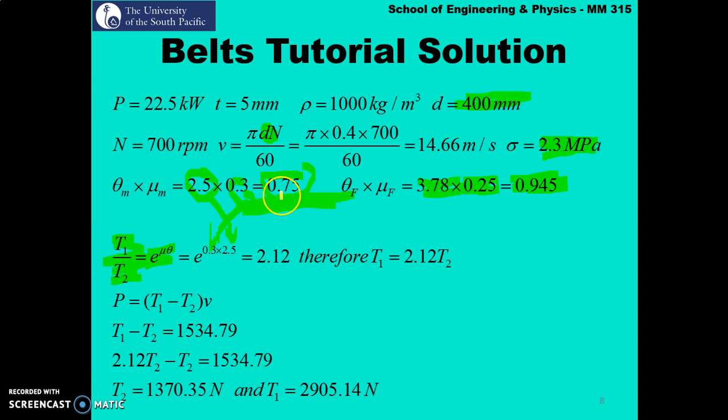So these values are used with the understanding that whichever product is the smallest, we'll use that. So our tension ratio T1 over T2 simply equates to 2.12.